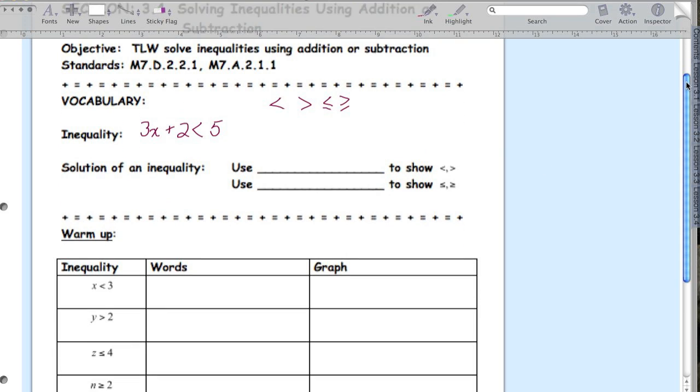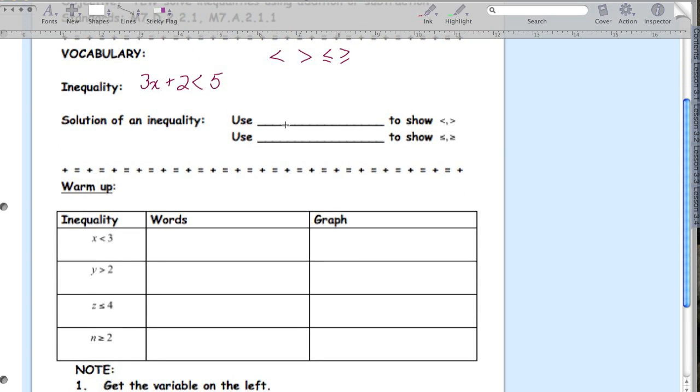And to model our answers, model our solutions, we're going to use a number line. On our number line, it will be an open circle to show if we have a less than or greater than. And we're going to use a closed circle to show if we have a less than or equal to or greater than or equal to. Okay? And that'll make sense in a moment.